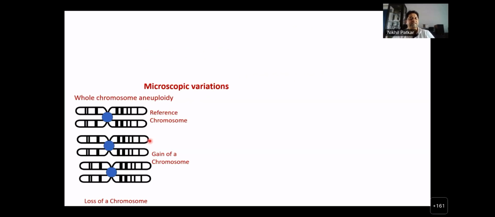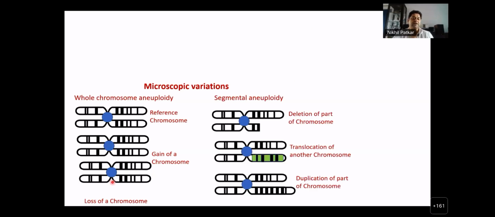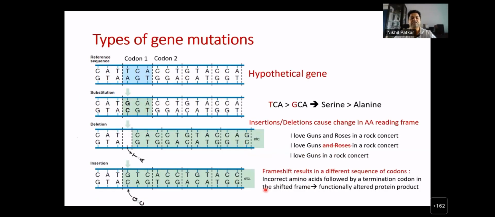You have whole chromosome aneuploidy. For example, this is one chromosome, and here you can see there is a gain of another chromosome, for example, in trisomy 21. You can also have loss of a chromosome, which is also part of whole chromosome aneuploidy. You can have segmental aneuploidy, in which part of a chromosome is lost, for example, monosomy 5 or monosomy 7, which are seen in myeloid malignancies. There is also translocation, wherein one chromosome gets fused to another chromosome, for example, BCR-ABL or 9;21, 8;21, or you can have duplication of part of a chromosome, wherein one region of the chromosome gets duplicated.